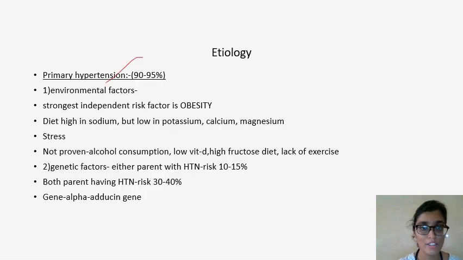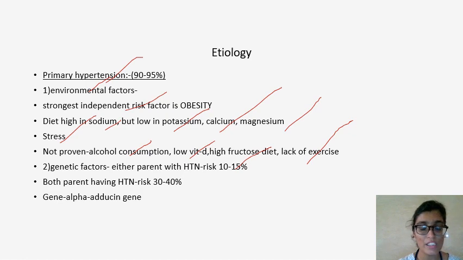Primary hypertension accounts for 90 to 95% of the cases. Environmental factors: the strongest independent risk factor is obesity. Diet is high in sodium but low in potassium, calcium and magnesium. Stress. Non-proven are alcohol consumption, low vitamin D, high fructose diet and lack of exercise.